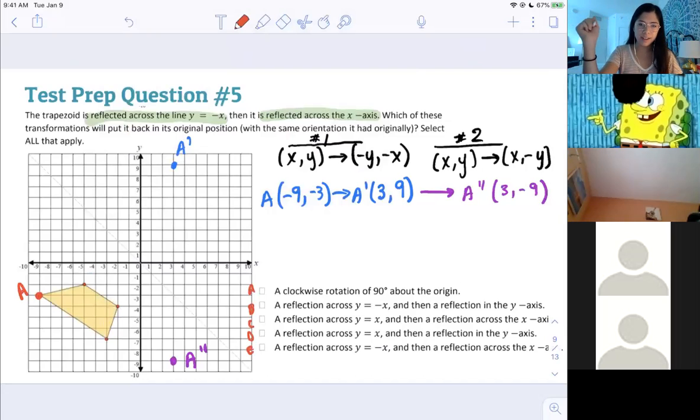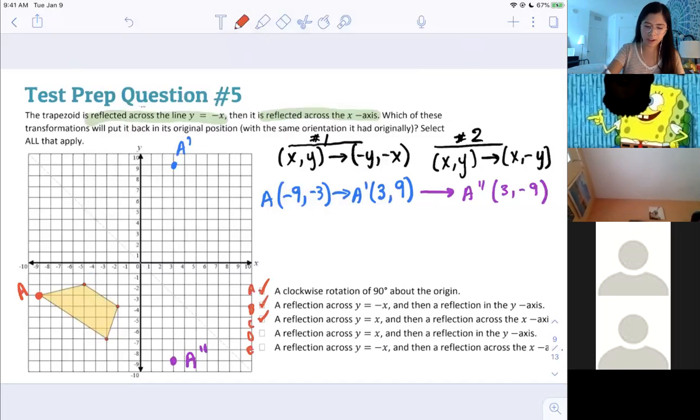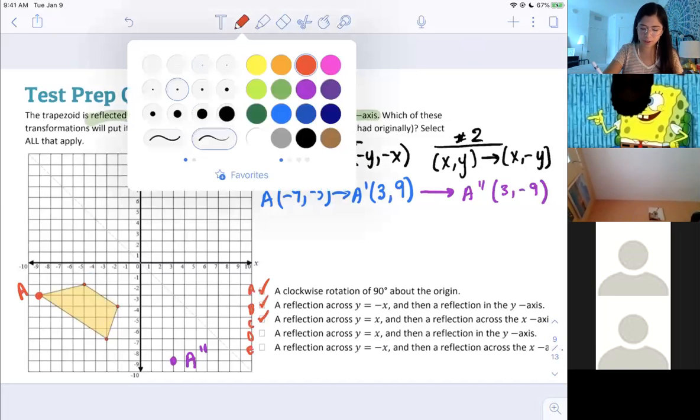Okay, the correct answers were option A, option B, and option C. A, B, and C. Some of you had parts of it correct, but I don't think anybody got all of it correct. So this one was definitely tricky.